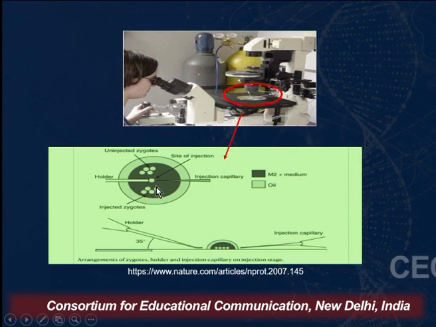So the zygote remains intact in this media, and then as you can see, it is held in place by a suction pipette, and then micro injection is done from the other end. So this is basically a micromanipulator, and this is how the fertilized eggs are there, and then the introduction of the DNA occurs. So we'll talk in detail about this in our subsequent sessions. Thank you.